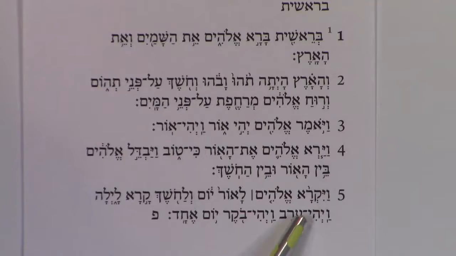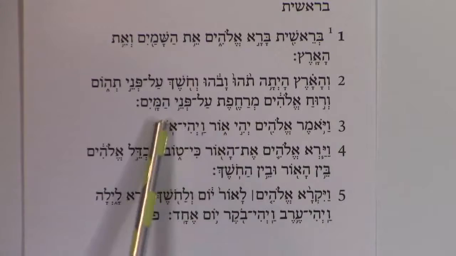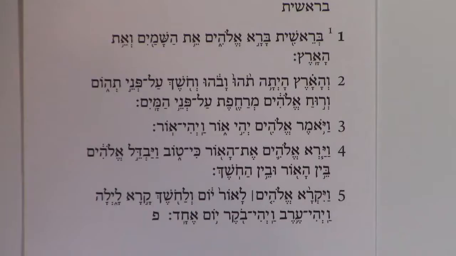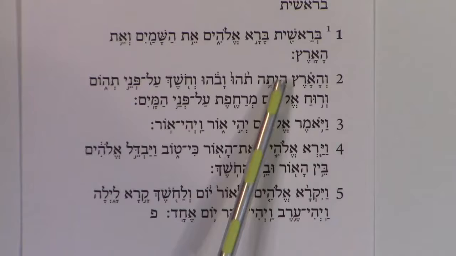How many times do we encounter that? Let's see how many times we encounter it. I guess we first encounter it in verse 3. And then we don't encounter it again until right here in verse 5. Well, we had it. Oh, yeah, we had it right here in verse 2. So we had Ha'aretz hayta. So let's look at that.